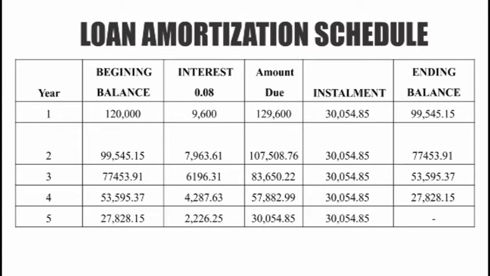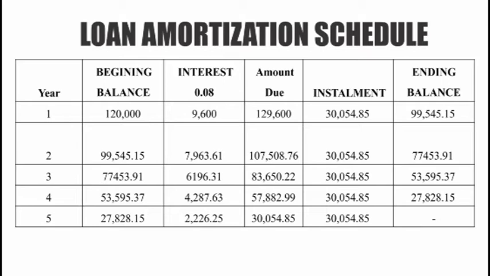In that case, it is very easy to compute the installment, which is the regular payment, which follows the annuity. You just divide the loan amount by the present value interest factor of annuity, and that gives you 30,054.85 Ghana cedis. So you will see that the installment portion is the same amount throughout. That follows the definition of annuities.